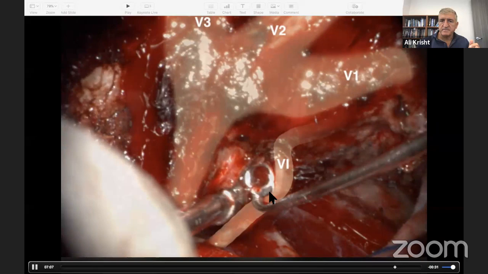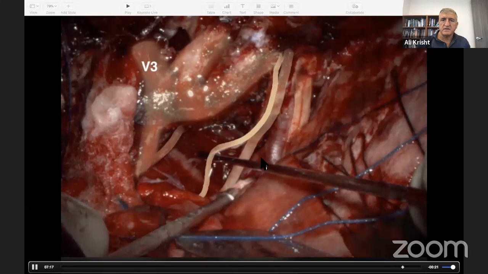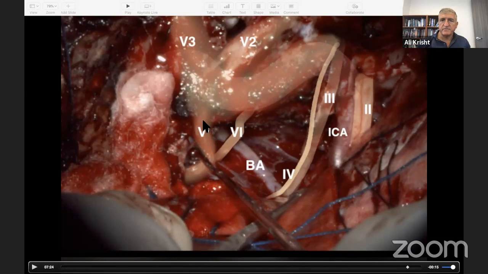The view starts becoming similar to every case you have seen before. Sixth nerve on this side, fourth nerve, third nerve, carotid. And again, this is the view you see. When you delineate it, this is the carotid, fifth nerve, V1, fifth nerve. This is the course of the carotid, fourth nerve, third nerve, optic nerve.